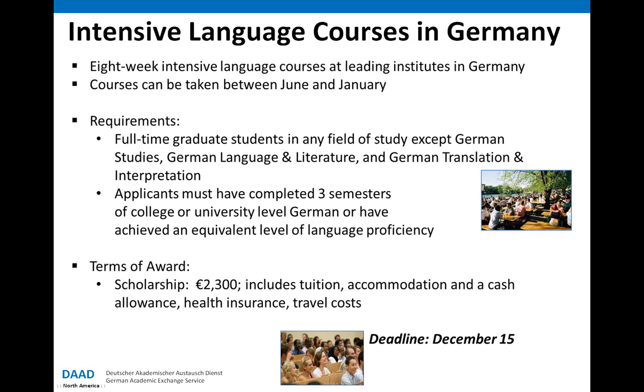We don't want you to be majoring or getting your degree in a modern language field, especially German studies, not literature, not German translation, or interpretation. So it's got to be somebody who's not in German studies. History students. We have a lot of philosophy students that take up this grant. And the prerequisite is 3 semesters of college-level German.